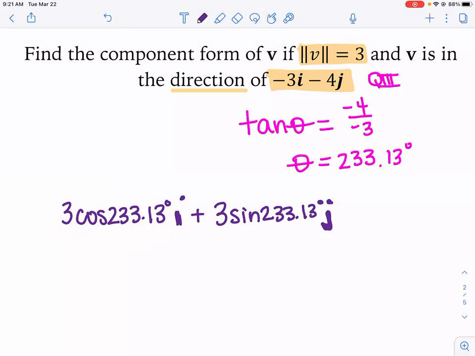Well, what? But you're only gonna punch in like the coefficient for i first, the horizontal component first, and the vertical component separately. Okay, now we're going in the same direction as that -3i minus 4j. So we're probably going to get a third quadrant vector. Okay, what happens when we take 3 cosine of 233.13?